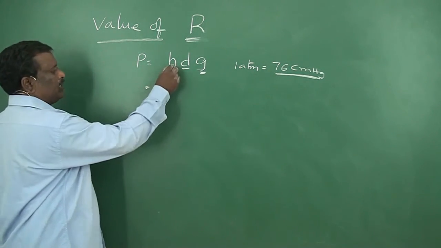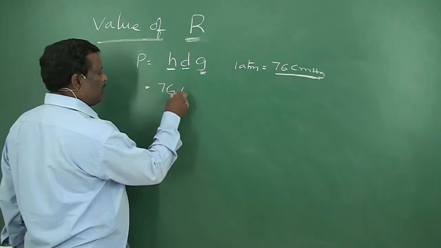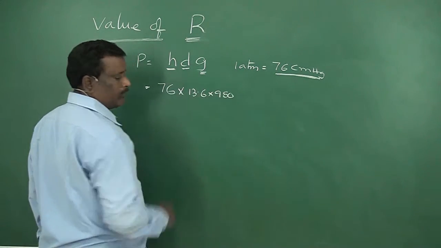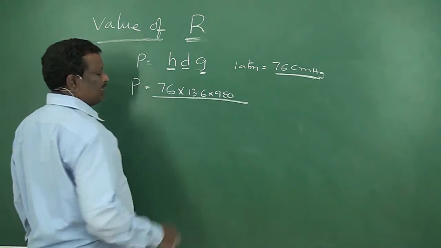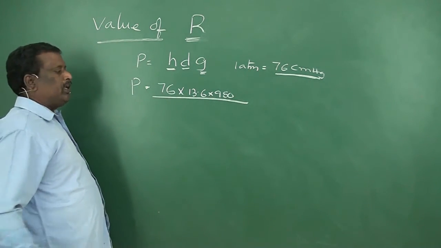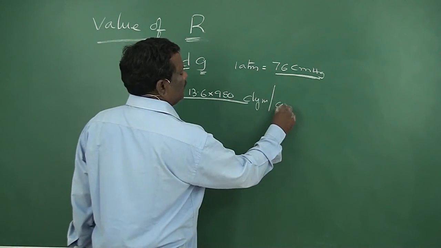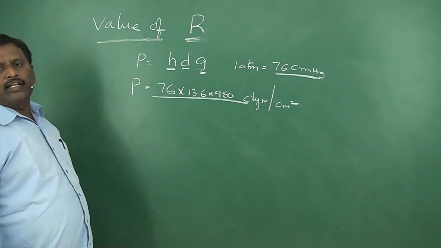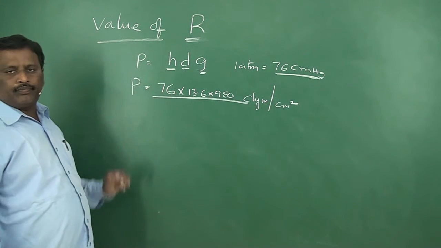So for 1 atmosphere, the length of the mercury column is 76, the density of mercury is 13.6 and gravitational acceleration is 980. So pressure P is equal to 76 into 13.6 into 980 dynes per centimeter square. This is the pressure in dynes.